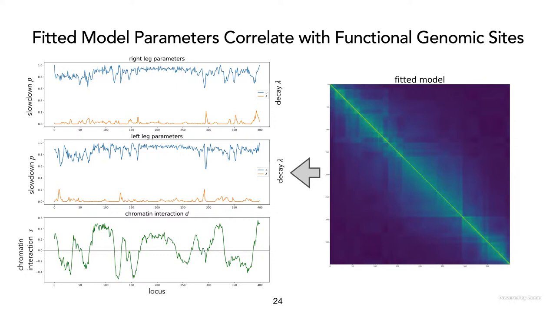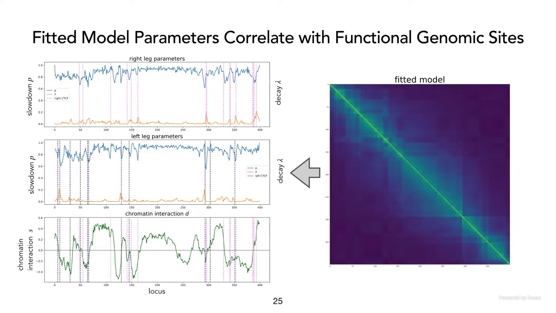In the vertical lines, I'm now showing you the CTCF sites that are supposed to be blocking either the right or the left leg. And what I want you to appreciate is that for the most part, they do correlate with the changes in the parameters, but not always. There are areas where, for example, here, there is a change in the parameters, but there's no CTCF site. So there must be something else happening in the genome that might be affecting the loop extrusion model.